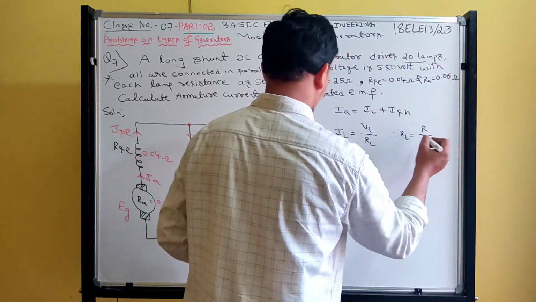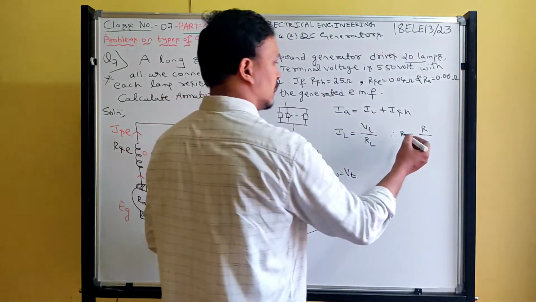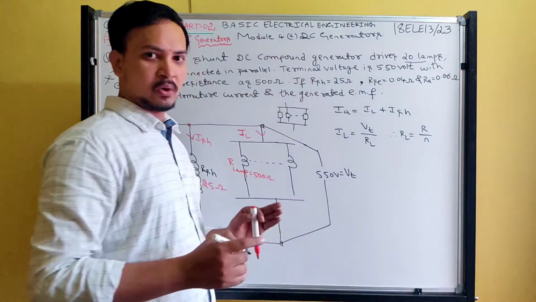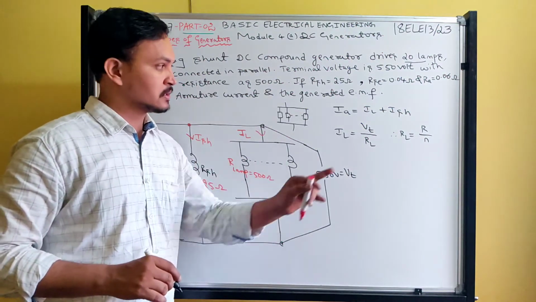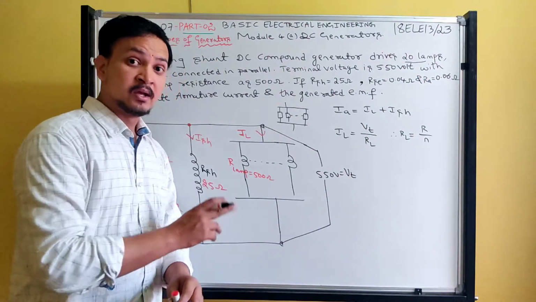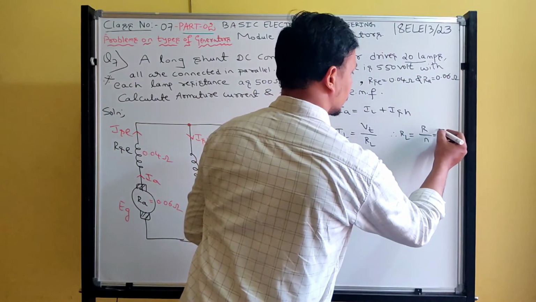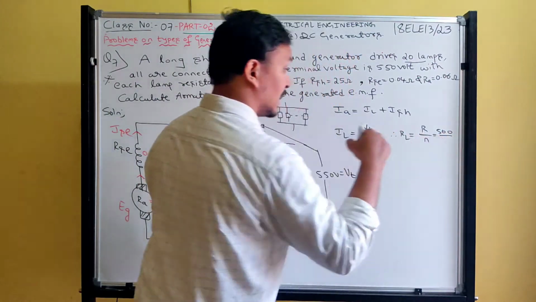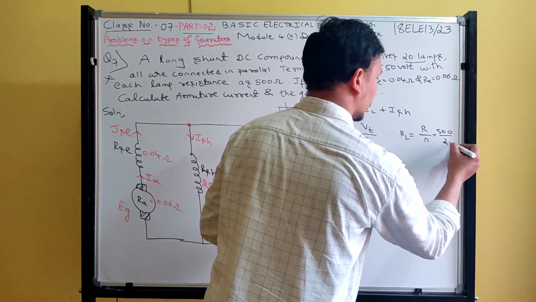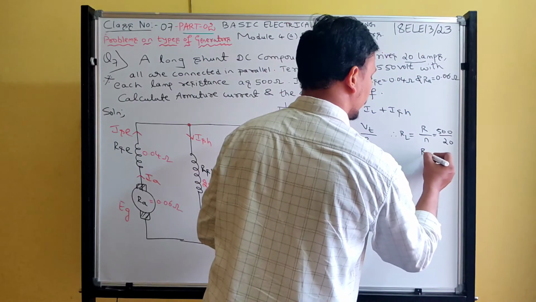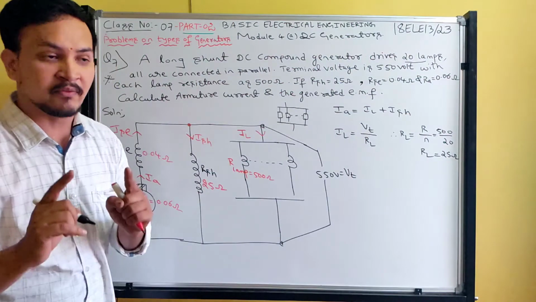Since we have identical resistances connected in parallel, we have the formula: RL, the effective resistance, is equal to R by N. When identical lamp resistors are connected in parallel, the effective resistance is the load resistance in this problem. The resistance of one lamp is 500 ohms, and 20 lamps are connected in parallel, so the load resistance is 25 ohms.